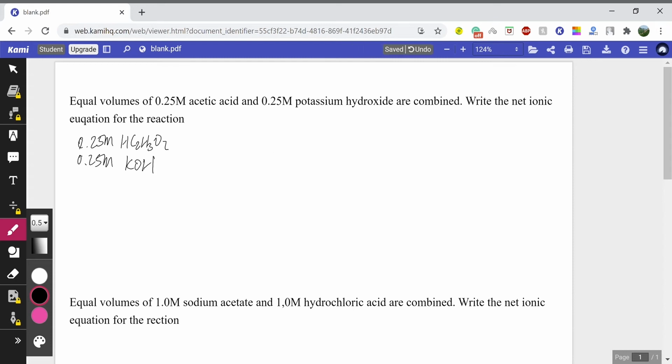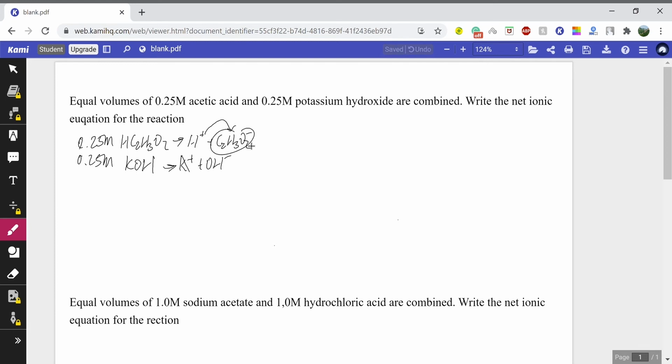To do that, let's first separate each of these into its cations and anions. H plus plus C2H3O2 minus. This itself is a weak acid, so this is a strong conjugate base, so we're going to keep this. Now KOH separates into K plus plus OH minus. KOH is a strong base, which means K plus is a weak conjugate acid. Since K plus is a weak conjugate acid, it will have no affinity for water. It will be included, but it's just going to sit there as a spectator ion.